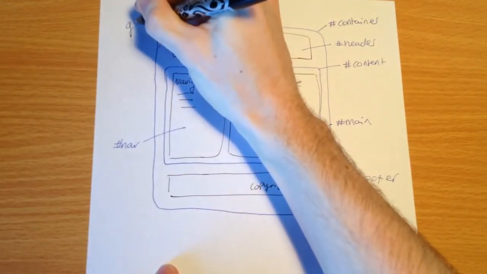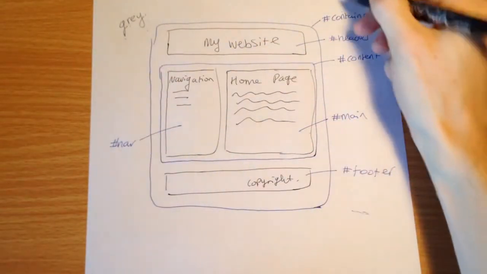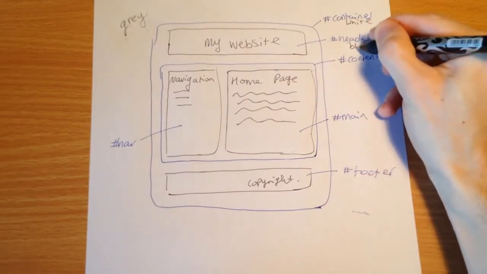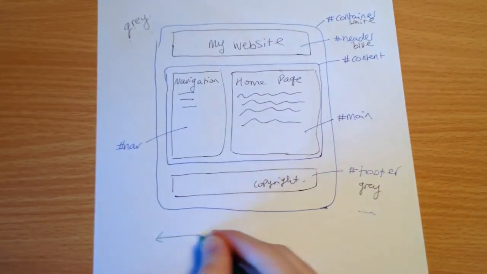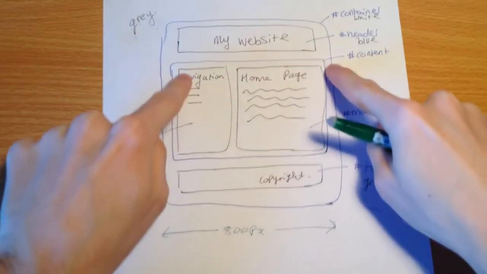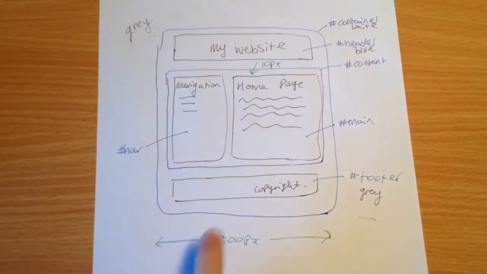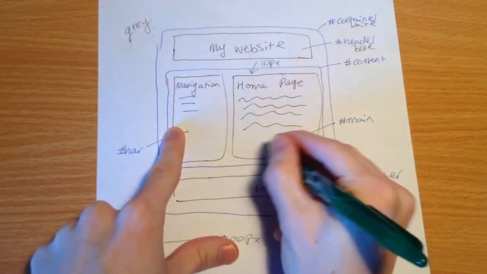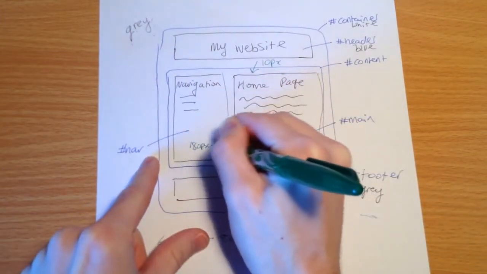I want the background of the whole page around here to be grey. I want the background of container to be white. I want the background of header to be blue, and I want the background of footer to be grey as well. I want the whole thing to be 800 pixels wide. I want the content to have 10 pixels of padding around the outside. So this space here, I want 10 pixels, which leaves 800, subtract 10 and 10, 780 pixels for the content. If I want main to be 600 pixels wide, this leaves 180 pixels for navigation.